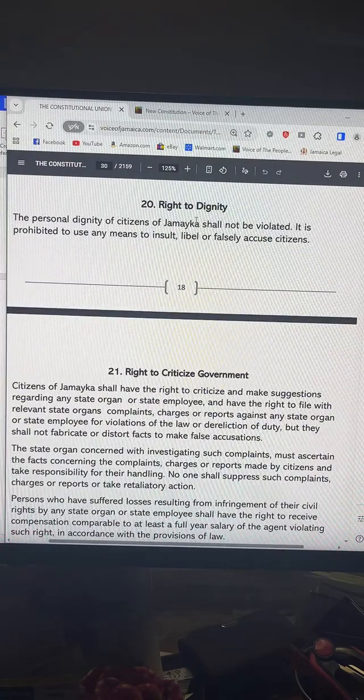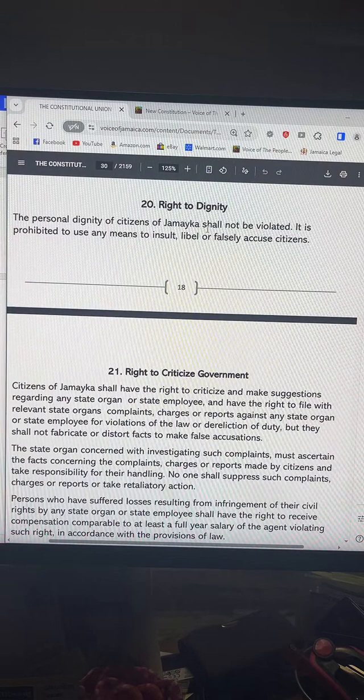Right to dignity. The personal dignity of citizens of Jamaica shall not be violated. It is prohibited to use any means to insult, libel, or falsely accuse citizens.